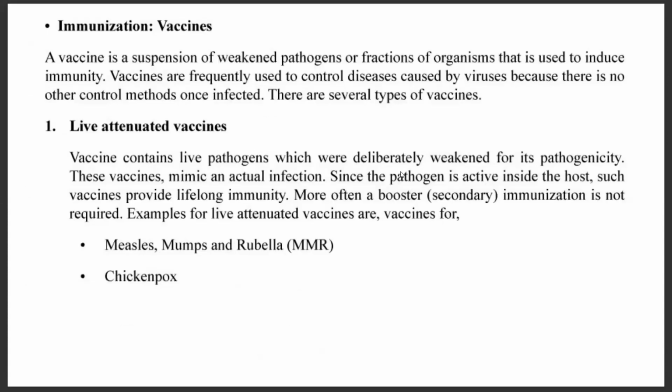Okay, then the third way to avoid and prevent microbial diseases. That is immunization by vaccine. Right. First of all, you should know the definition of vaccine. A vaccine is a suspension of weakened pathogen or fractions of an organism that is used to induce immunity. Then for COVID-19, it's a virus, right?